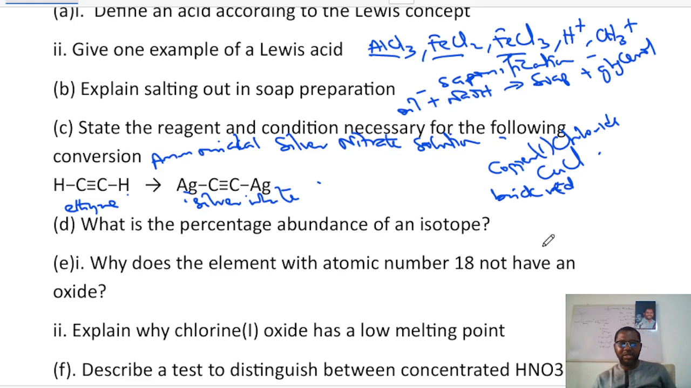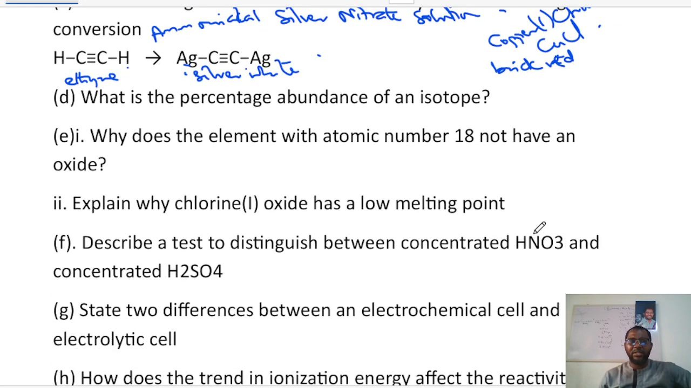That's going to be the color change. Okay, the next question says, what is the percentage abundance of an isotope? Now, the percentage abundance of an isotope is the amount of an isotope that is present in any combination of isotopes.